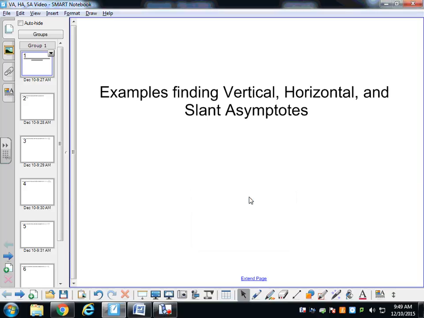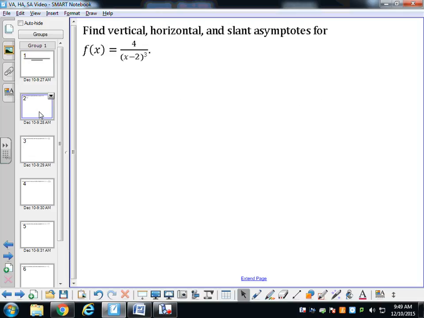In this video, we will take a look at many examples, finding vertical, horizontal, and slant asymptotes. Example 1, f of x equals 4 over (x minus 2) cubed. First, you always want to check to see if you can simplify it. This problem, I cannot simplify it at all. So I generally start with my vertical asymptote.